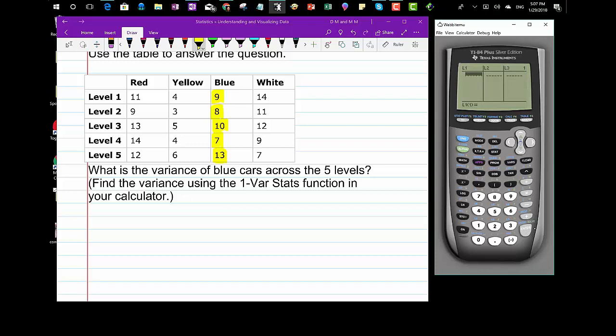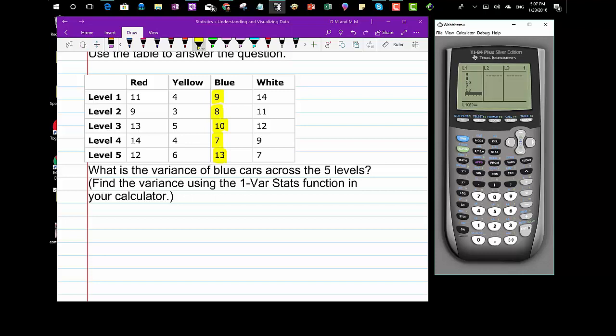Now I can enter in my data values. So I have 9, 8, 10, 7, and 13. 9, 8, 10, 7, and 13.